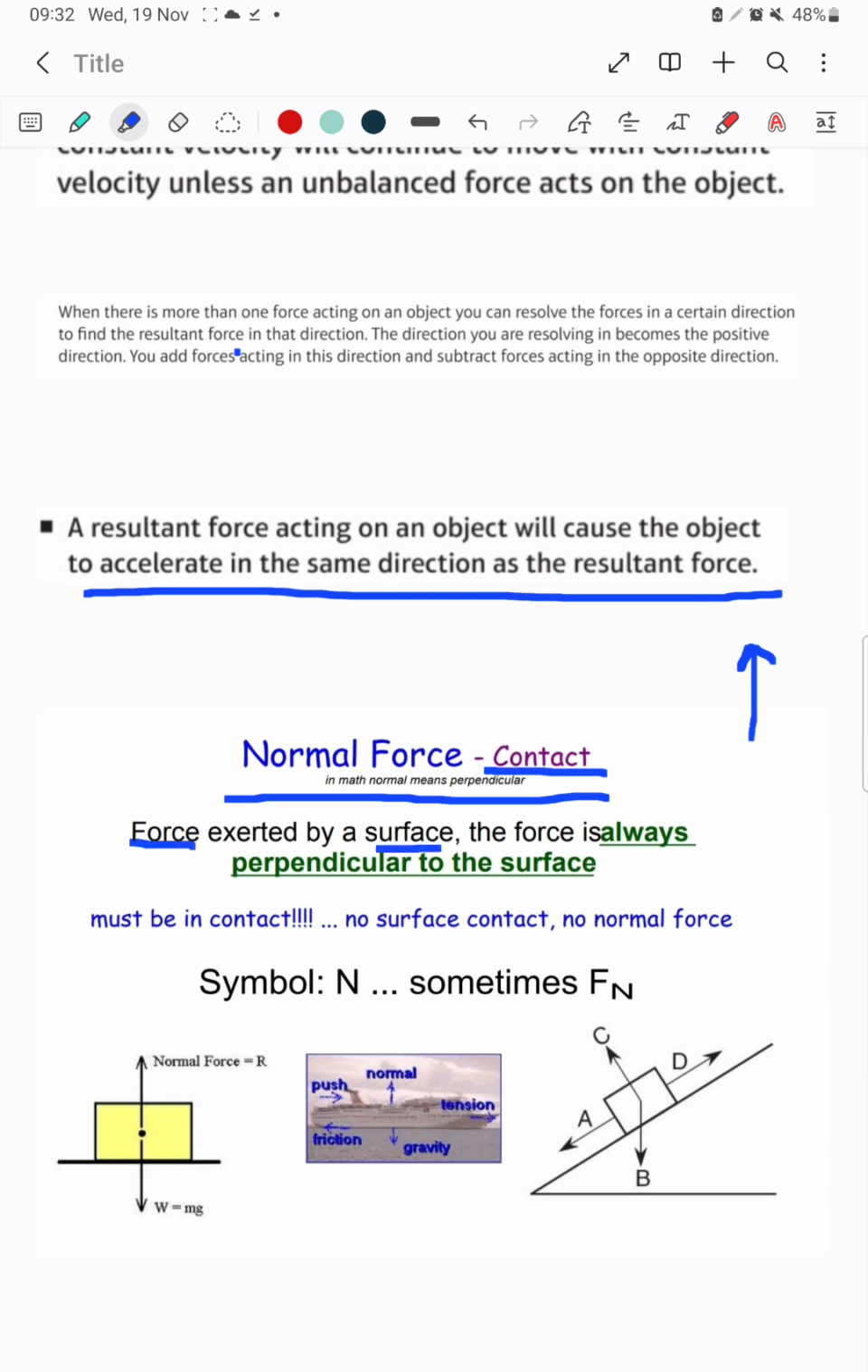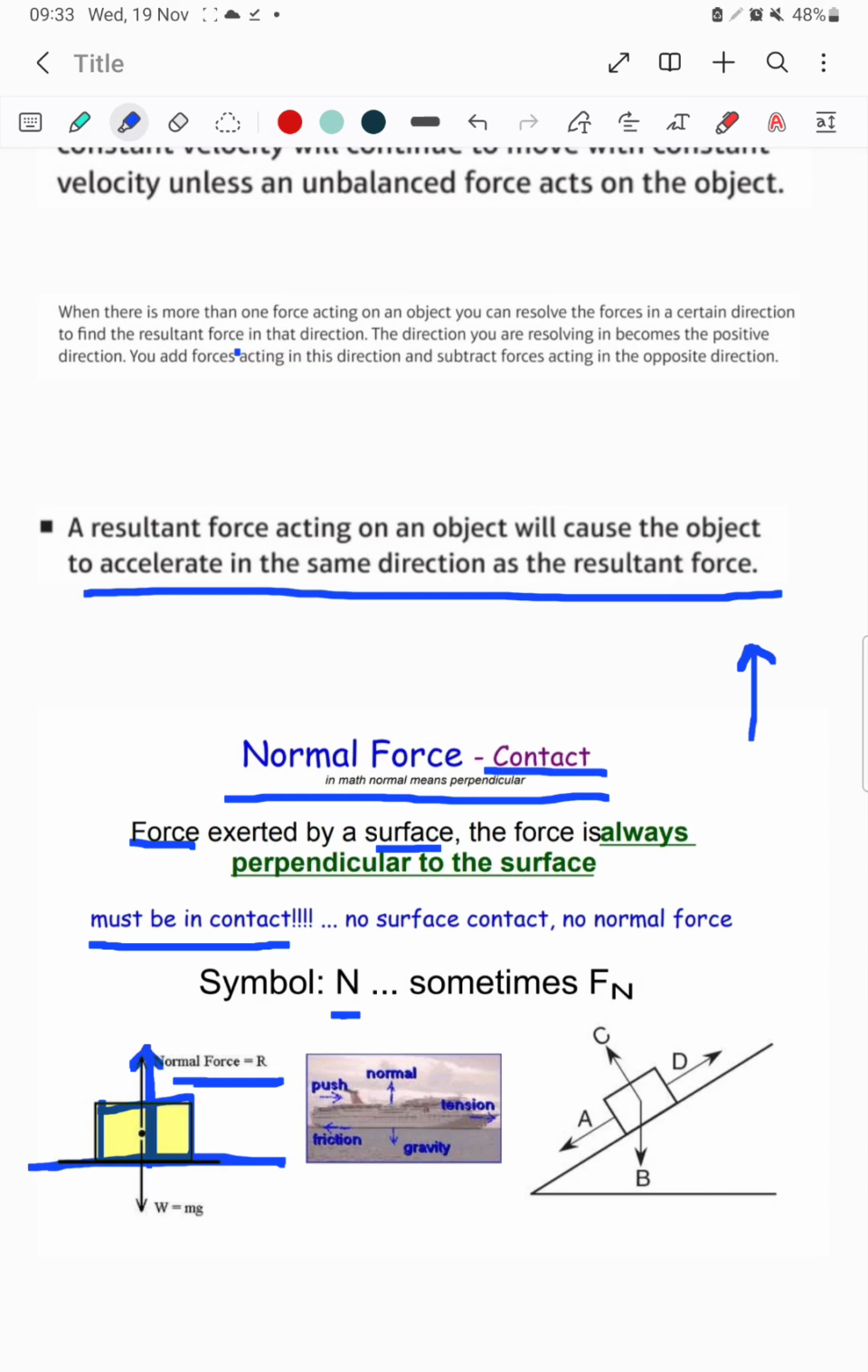For example, this object is placed on this table, so this table will exert a force perpendicular to its surface. The surface is horizontal, so it's perpendicular, and that is the normal force. The normal force is the force acting in the perpendicular direction to the surface, and this is shown by R in the questions. Sometimes we use the symbol N also, but the forces must be in contact.